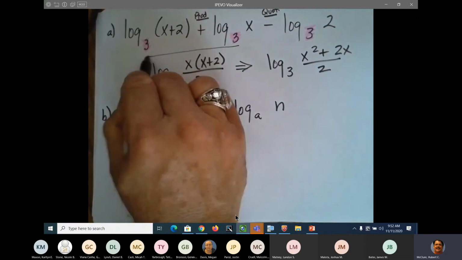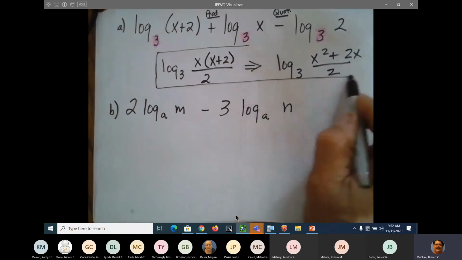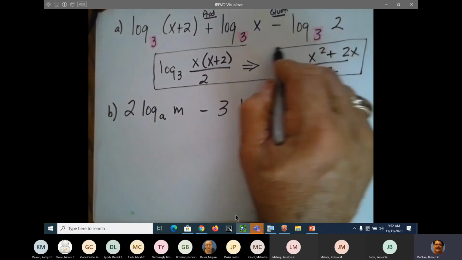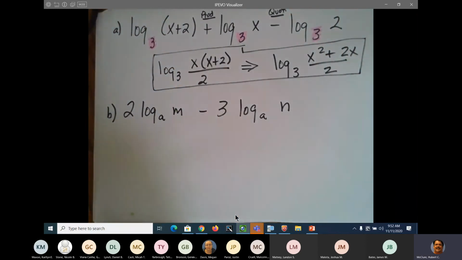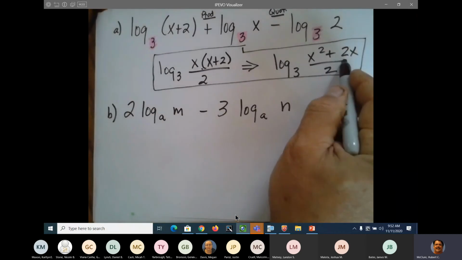Now I'm going to circle both of these because depending on the book or the test or the person, sometimes they like this, sometimes they like this.